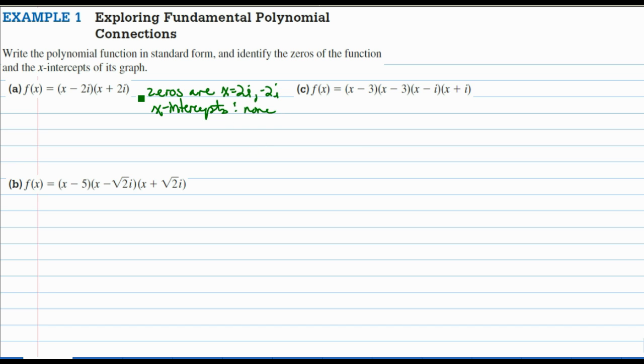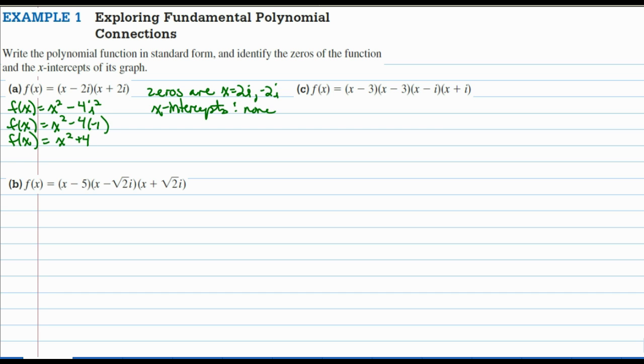Now, to write this function in standard form, I am going to have to multiply this all out, which is some lovely algebra, which I know you're extremely excited about. So I'm going to FOIL these together. I get x squared, let's see, minus 2ix plus 2ix would be 0. And then I get minus, so this is negative 2i times plus 2i. So minus 4i squared. And if you remember back in Algebra 2 with zeros, i squared is negative 1. So f of x equals x squared minus 4 times negative 1. So that would be x squared plus 4.